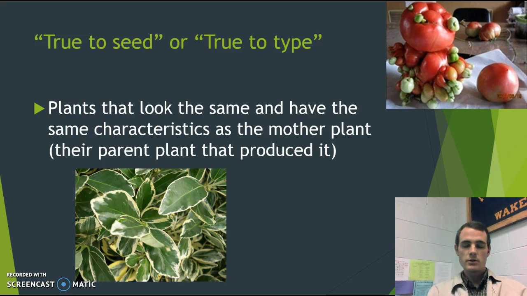So true to seed or true to type. True to seed plants look the same and have the same characteristics as their mother plant. So their parent plant that produced it is their mother plant. As you notice this tomato in the top right corner, the tomato on the right obviously looks like its mother plant's tomato, and therefore it is true to type or true to seed. This tomato on the left obviously has some genetic mutation where it formed many little tomatoes on top of the larger tomato, and it is not true to type. There is a mutation there.